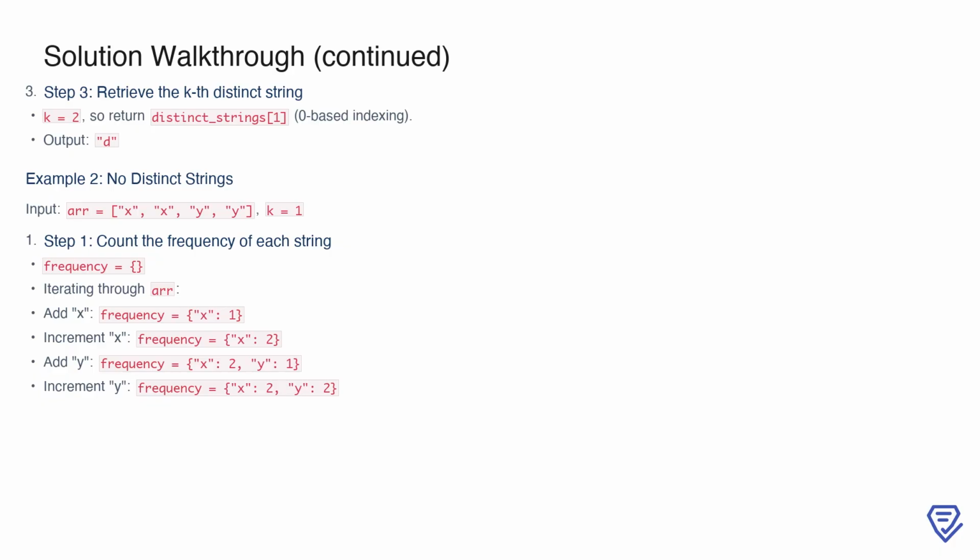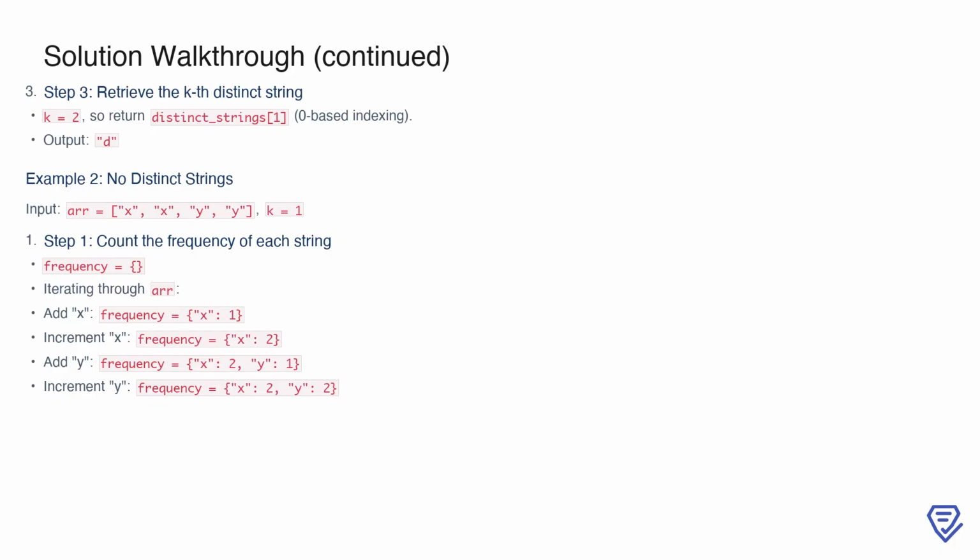Once again, we begin by counting the frequency of each string. Starting with an empty dictionary, we add x with a count of 1, then increment its count to 2 when we encounter it again. Similarly, y is added with a count of 1 and incremented to 2. By the end of this step, our frequency dictionary is x: 2, y: 2, indicating that neither string occurs only once.